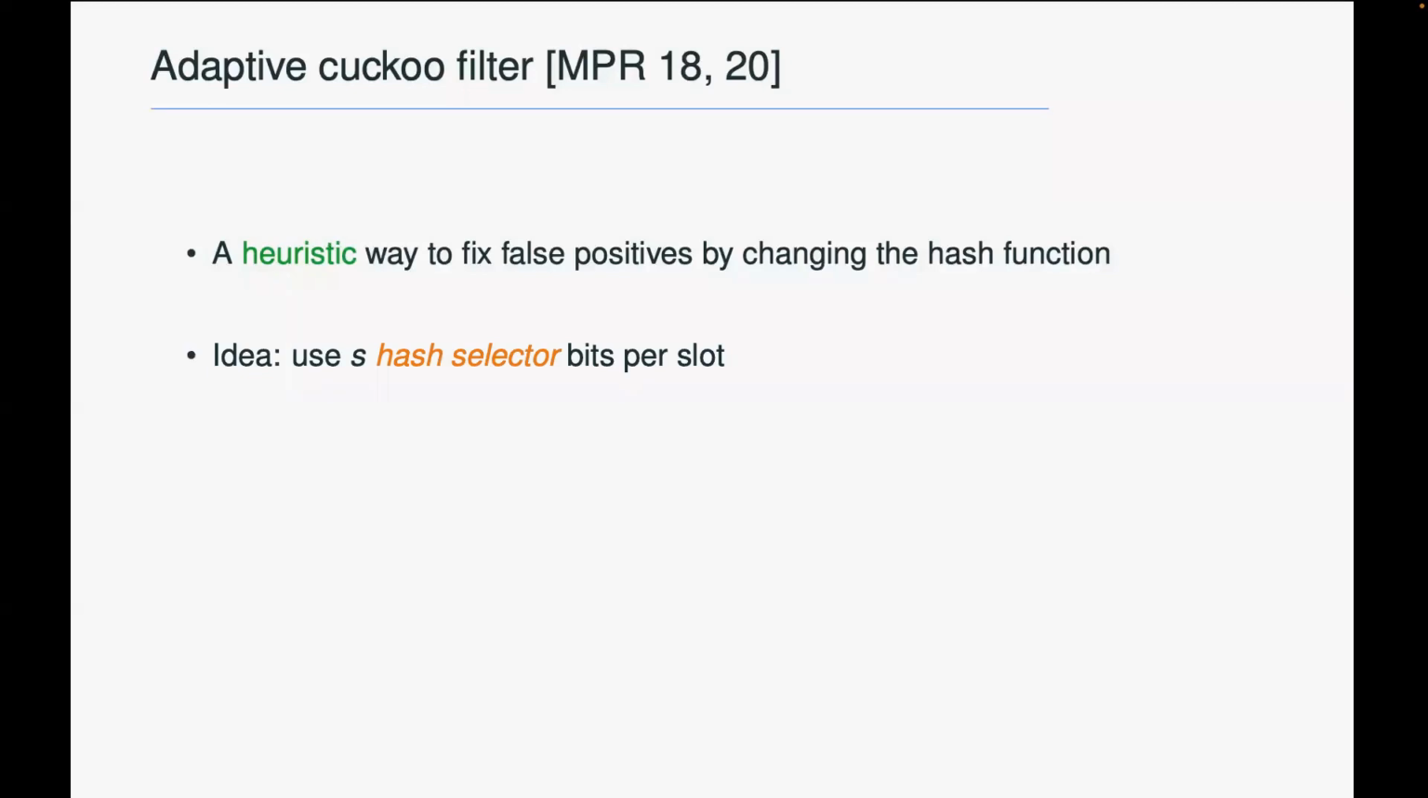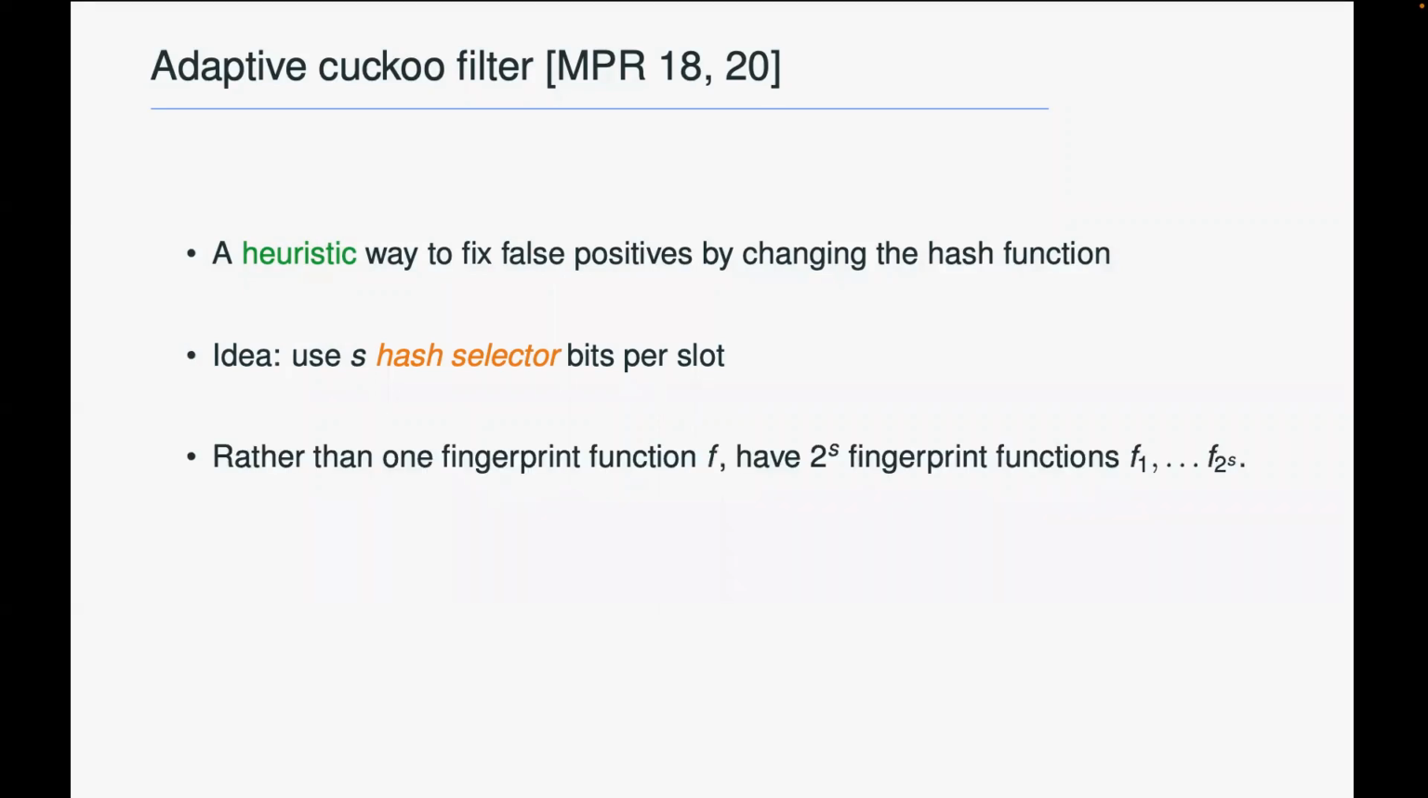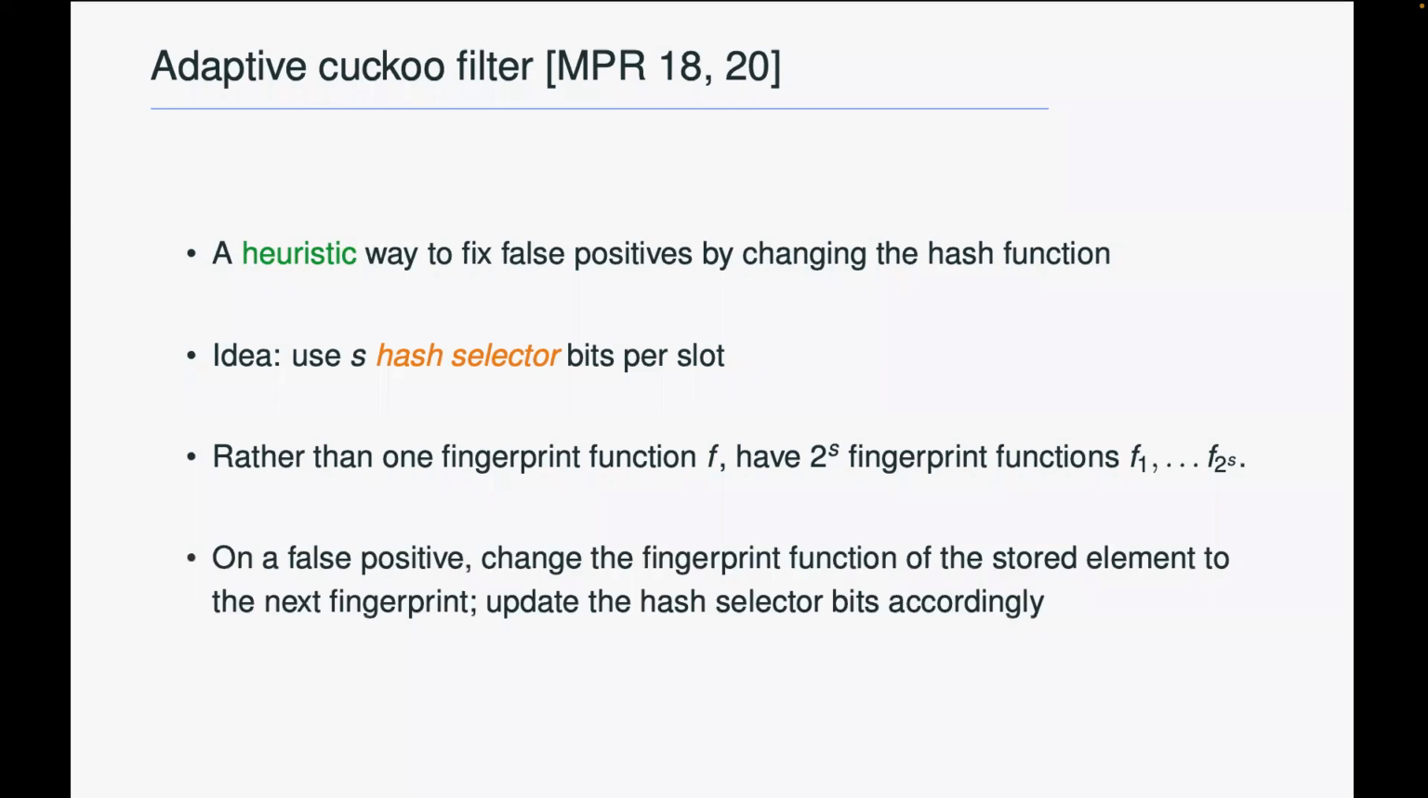So the idea is we're going to store a little bit of extra metadata. We're going to store an extra S bits per slot. I'll call those hash selector bits. And rather than one fingerprint function, I'll have one fingerprint function for every value I could store using these S bits. So I'm going to have 2 to the S different fingerprint functions. If we have a false positive, we change the fingerprint function of the stored element to the next fingerprint, and update its hash selector bits accordingly.